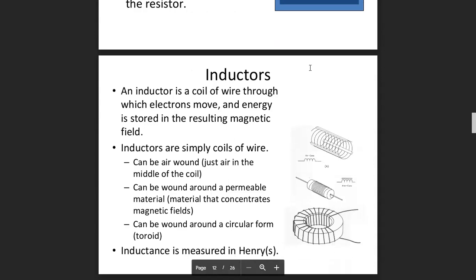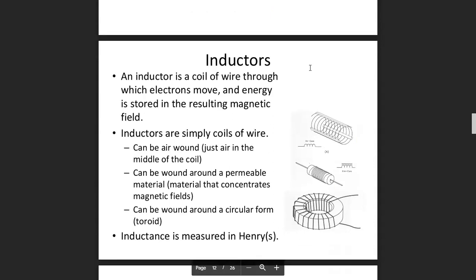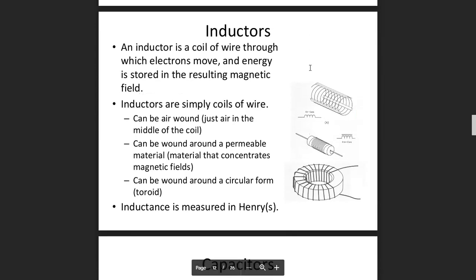Inductors. An inductor is a coil of wire through which electrons move and energy is stored in the resulting magnetic field. When it is removed from any source, it supplies current, the amount of which decreases with time. It stores energy in the form of a magnetic field, and then it supplies that energy to the circuit, which decreases with time. The phenomenon in the inductor is inductance, and inductance is measured in henries.